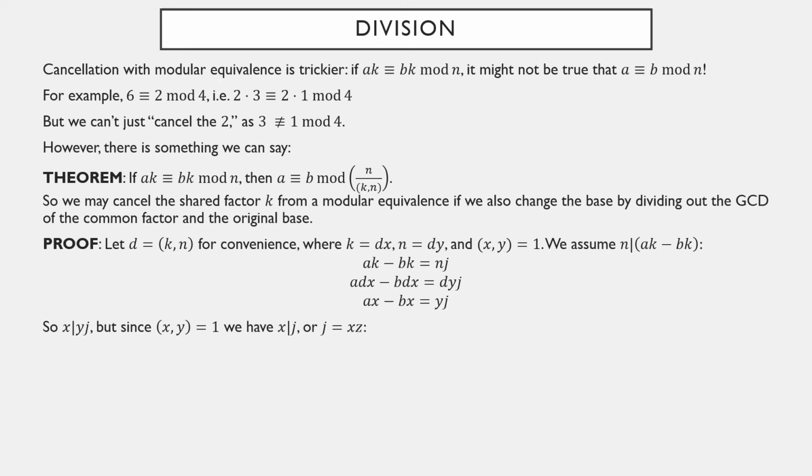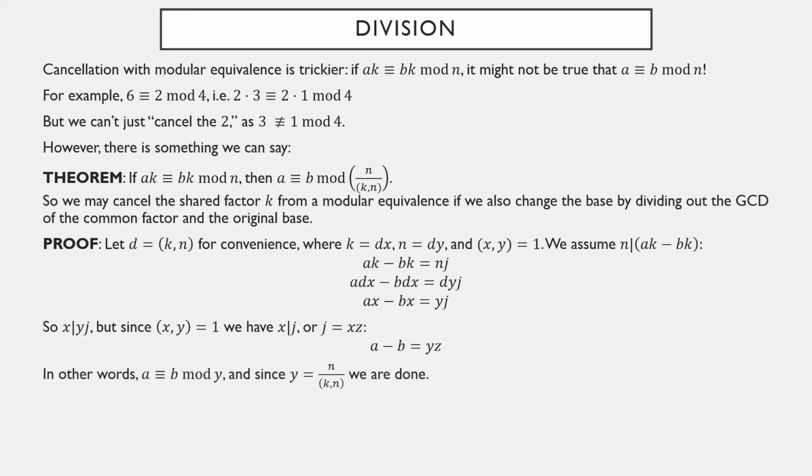So if I replace j with x times z, then everything here has a common factor of x, and since again I'm only talking about an equality of integers, I can cancel that x from every term, leaving a minus b as y times z. We've replaced j with x times z and then canceled the x from every term. So a minus b is exactly the same number as y times z. y is definitely a factor of y times z, and therefore y is a factor of a minus b.